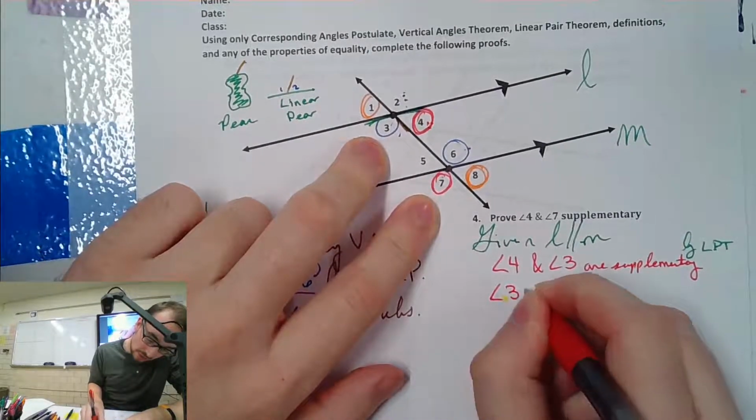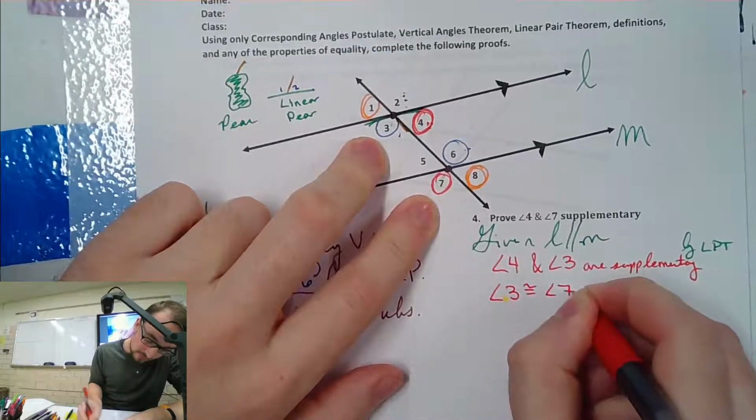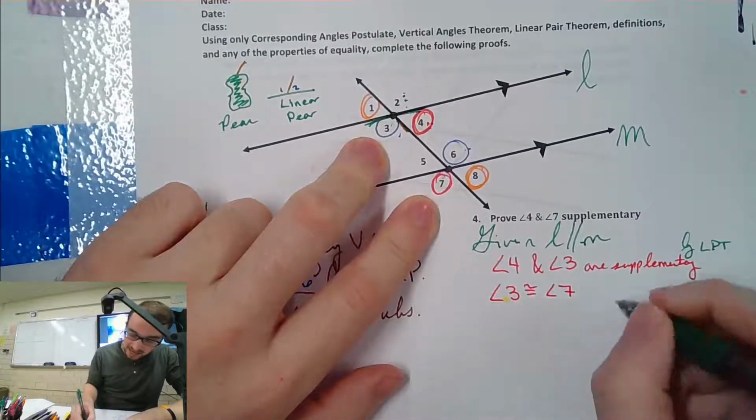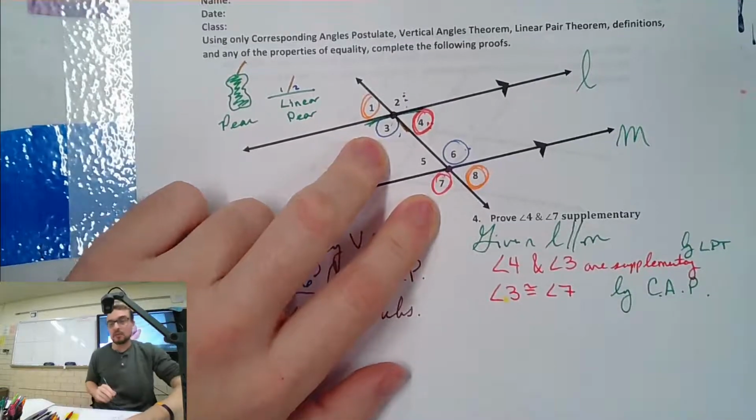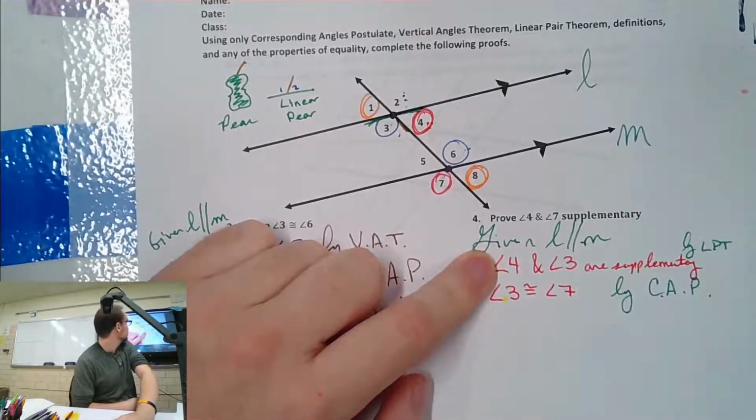So angle 3 is congruent to angle 7, and we know that by the corresponding angles postulate. Again, that wouldn't be possible if the lines weren't parallel. That's why we have to state that.